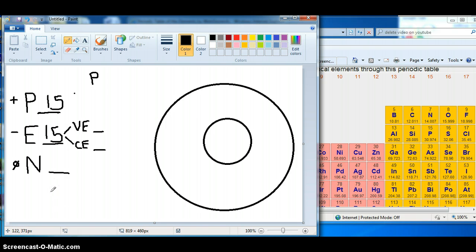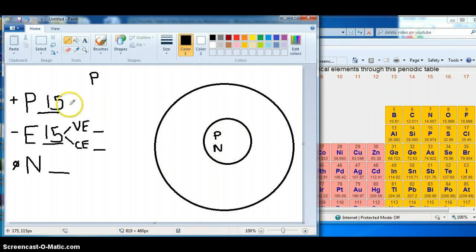Now to find the neutrons, we have to use the atomic mass as well as the atomic number. Protons and neutrons are located in the nucleus of an atom. The nucleus of the atom is what makes up its mass. The mass of phosphorus is 30.9. Now we're going to use a rounded number, so we're going to use an atomic mass of 31.